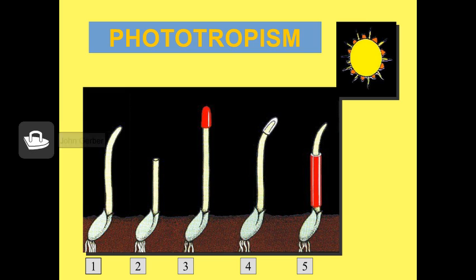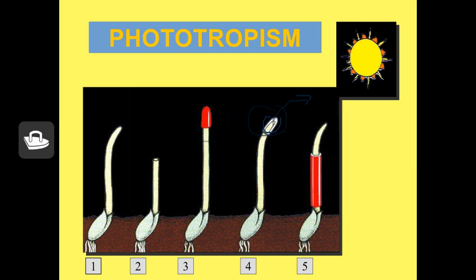In graphic number 1, you can see a seedling is turning towards the light. In graphic number 2, when the seedling was cut off, the plant didn't turn towards the light. In graphic number 3, when an opaque cap was put on the top of the seedling, it again didn't turn towards the light. But when a transparent cap was put on top of the seedling, it did turn towards the light, indicating that something was happening here in the top of the seedling.